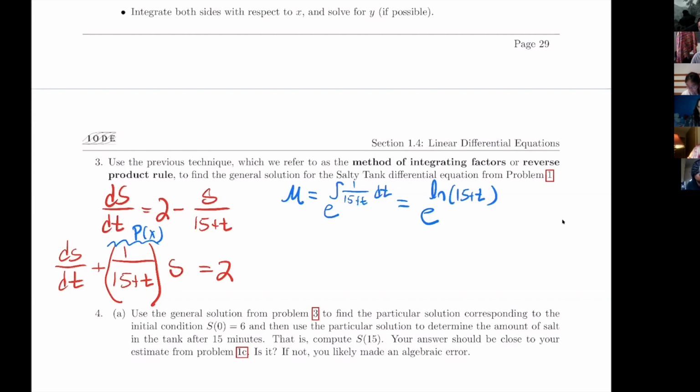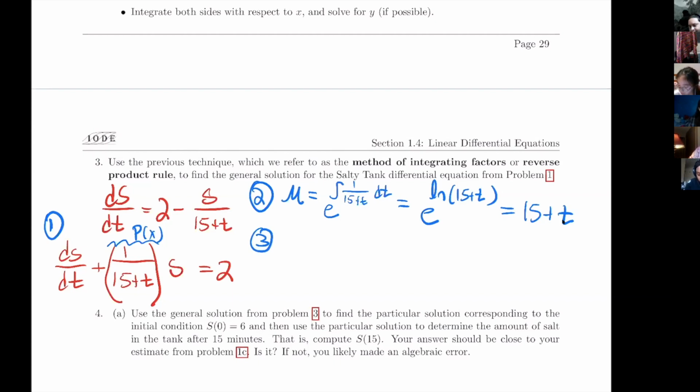would give us e to the natural log, technically, of the absolute value. But again, we just need to pick one such function that's going to work. So our integrating factor here, when I take e and raise it to the natural log, right, they undo each other, and I would just get 15 plus t. So this was kind of step 1. Write it in standard form. Step 2 was go ahead and find the integrating factor.